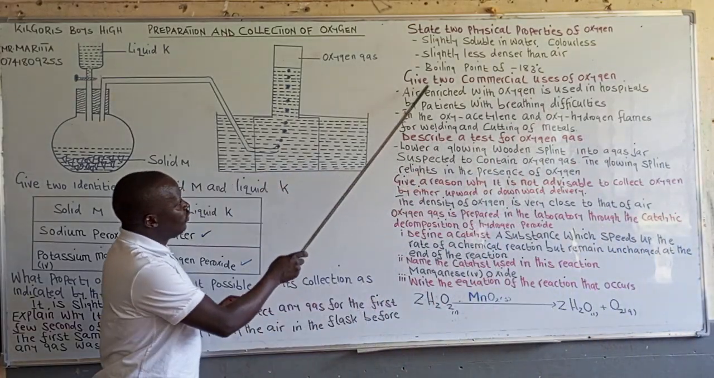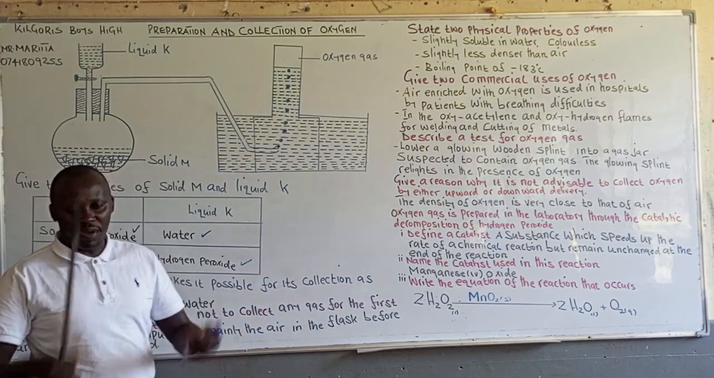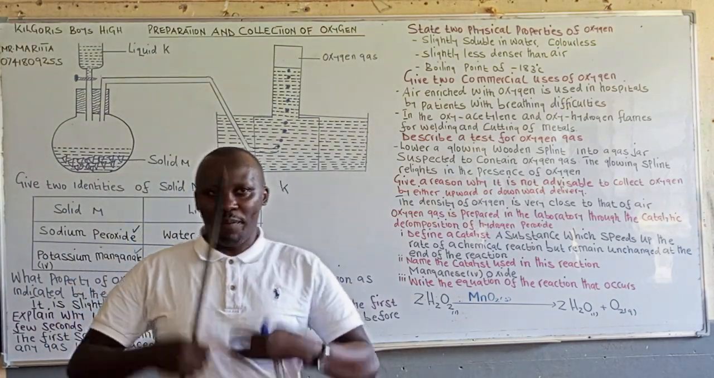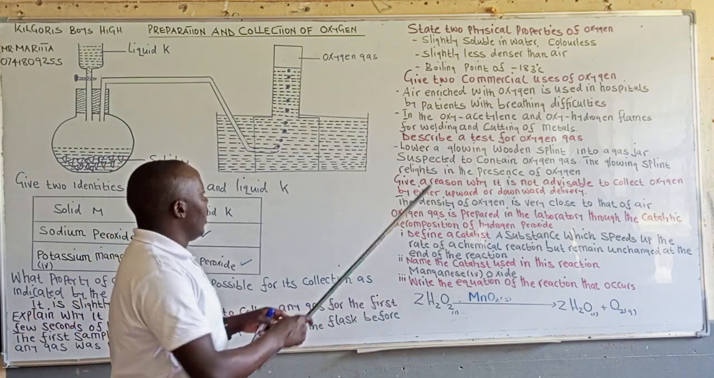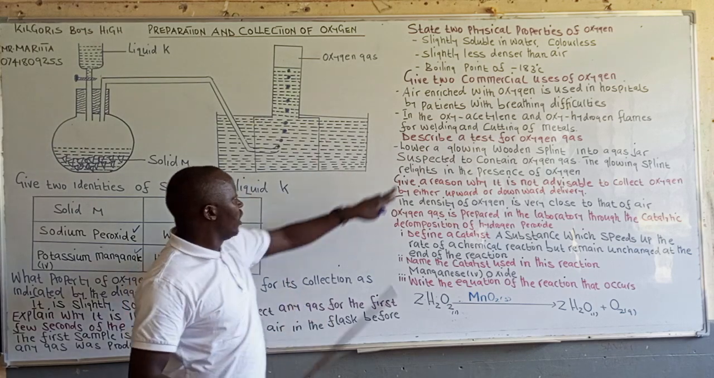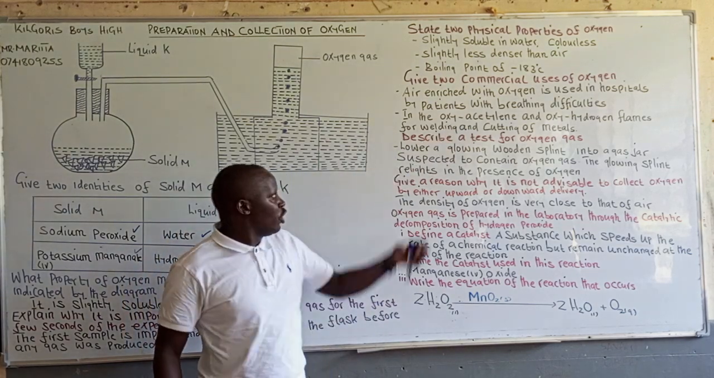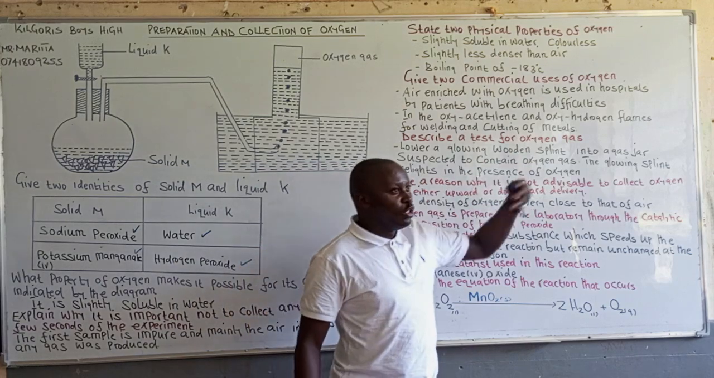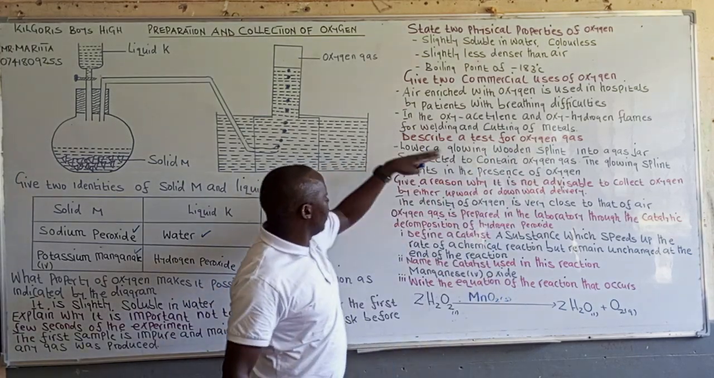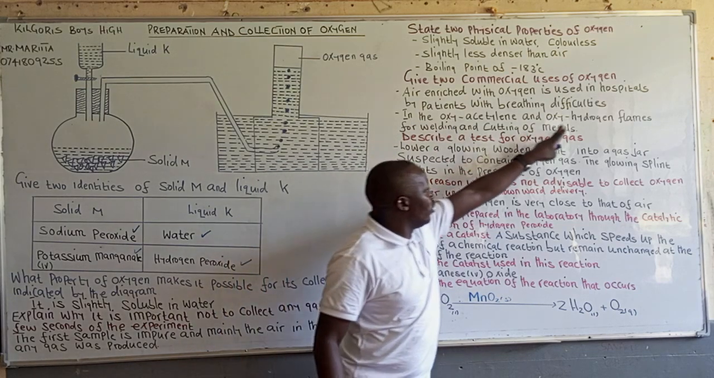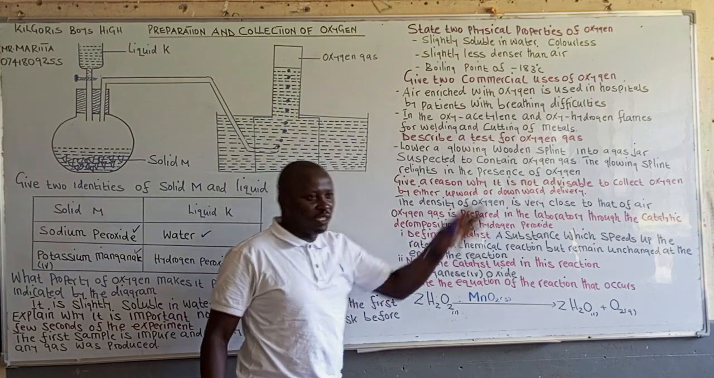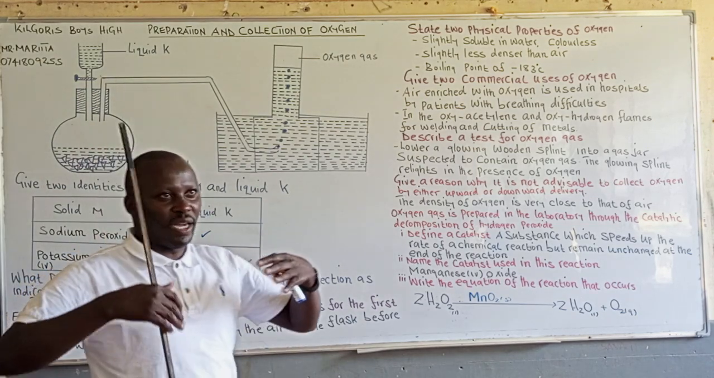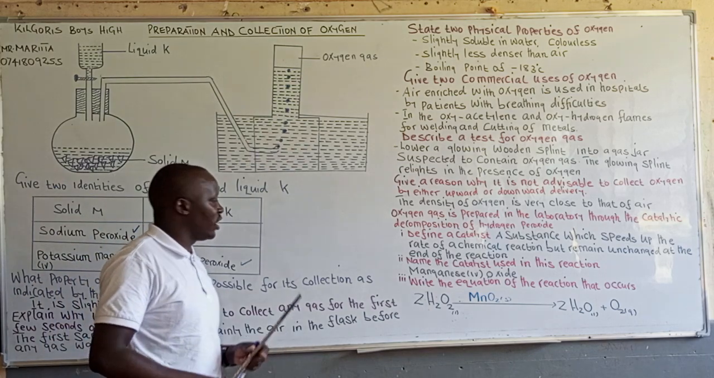Then we have two commercial uses of oxygen. What are the commercial uses of this oxygen gas? Air enriched with oxygen is normally used in hospitals by patients with breathing difficulties. Then, in the oxyacetylene flame, oxygen gas is mixed with acetylene gas to produce a flame called oxyacetylene. And when oxygen is mixed with hydrogen, we can have the oxyhydrogen flame. We say that the oxyacetylene and oxyhydrogen flames are used for welding and cutting of metals. You can also say that oxygen gas can be used by deep sea divers and also by mountain climbers. Those are the two commercial uses of oxygen gas.